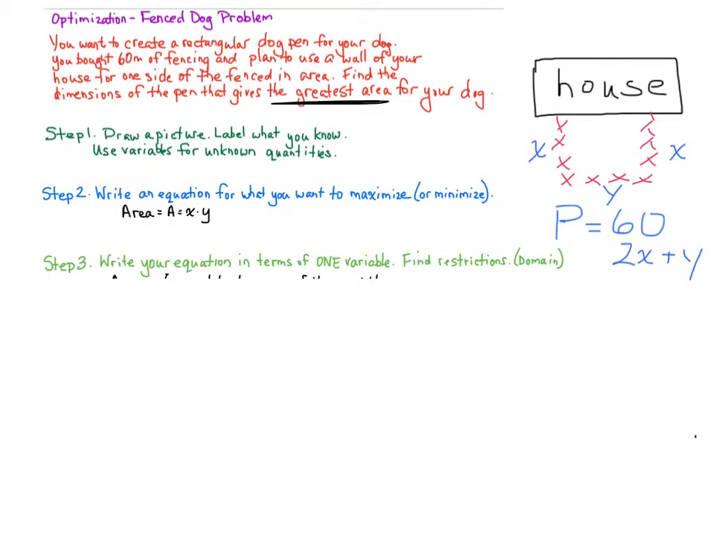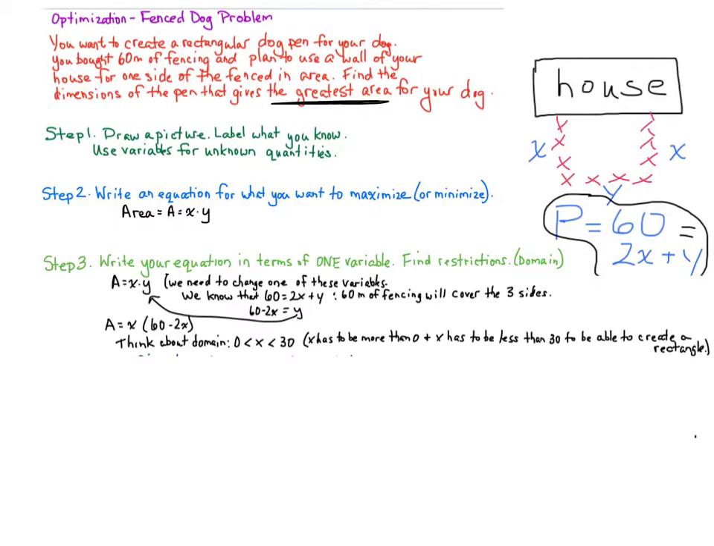Step 3 is to write your equation of area in terms of just one variable. That means we want to either eliminate the x or eliminate the y, and you'll do that by using other information that you know. And what other information do we know? Well, remember, this has to be true about our situation. The perimeter is equal to 60, which is equal to 2x plus y. Since we know 60 equals 2x plus y, we solve that for just x or y. I'm going to solve it for y, and y is equal to 60 minus 2x.